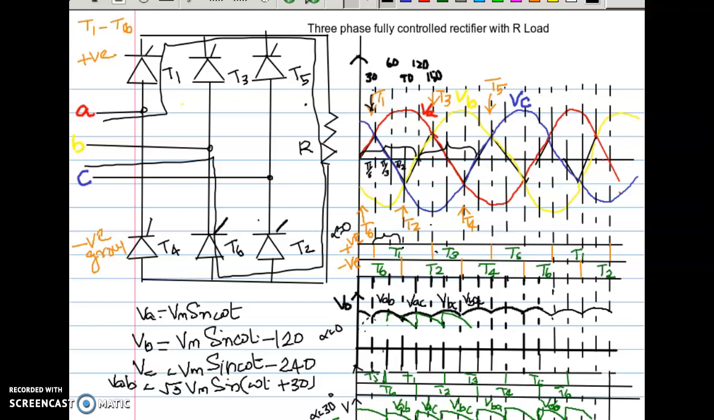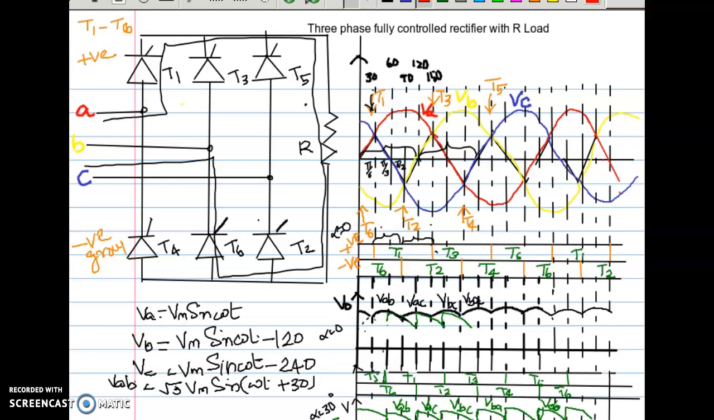Now during the next 60 degree, you can see that T1 still continues conduction, but T2 takes conduction instead of T6 because VC becomes more negative in this region. So T1 and T2 are conducting. Then can you say the voltage across the load?